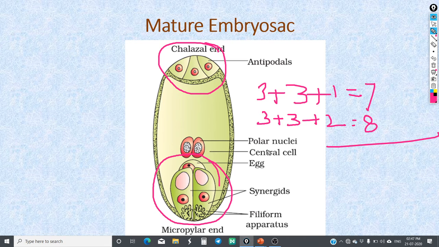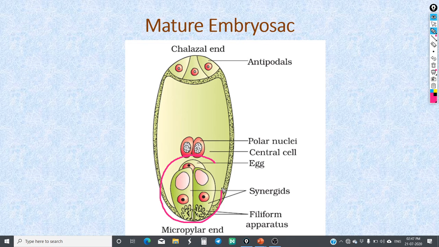This is the egg apparatus which is present at the micropylar end. It shows 3 cells. The centrally located bigger one is the egg cell, and the 2 which are present at the lateral sides are synergids. You find a filiform apparatus, a hook-like structure, present in the synergids, which is absent in the egg cell. No hook-like structure or filiform apparatus is seen in the egg cell. They are present only in the synergids.